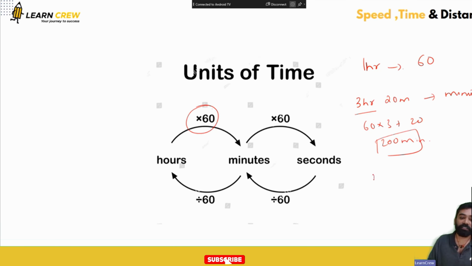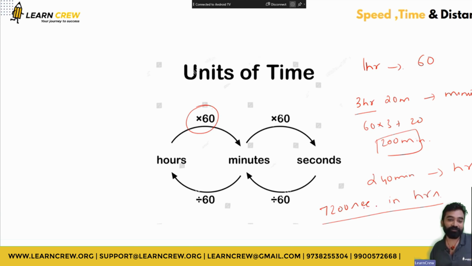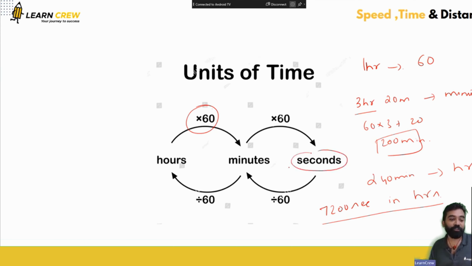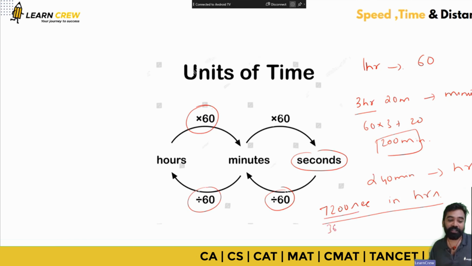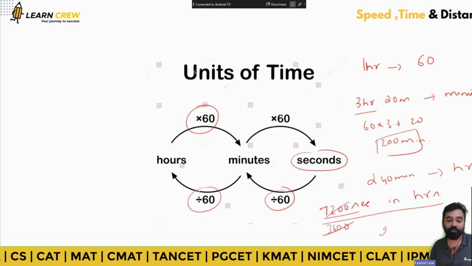Fine. If I'm asking how much is 240 minutes in hours? 4 hours. How much is 7,200 seconds in hours? See, from seconds you need to go back to hours. How many times should you divide by 60? 60 into 60 is 3,600. So 7,200 divided by 3,600 is going to give you 2 hours.